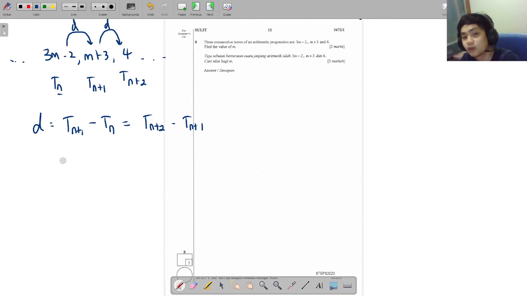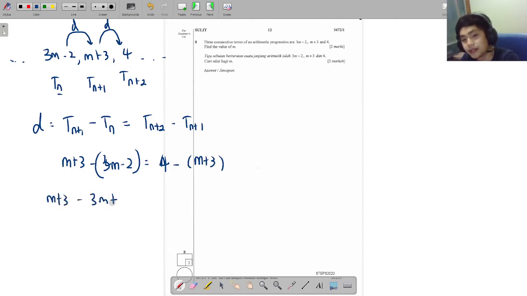So from here I can make an equation: m plus 3 minus (3m minus 2) equals, this has to be in brackets, 4 minus (m plus 3). So m plus 3 minus 3m plus 2 equals 4 minus m minus 3. So negative 2m plus 5 equals 1 minus m.